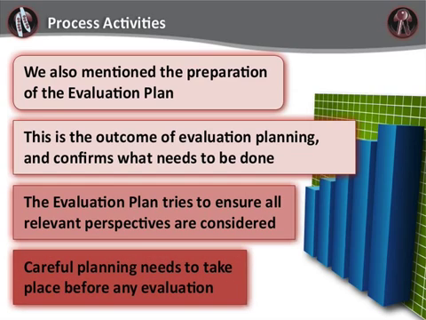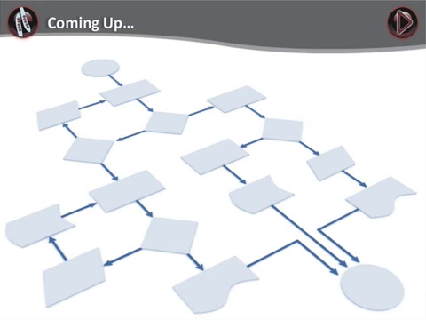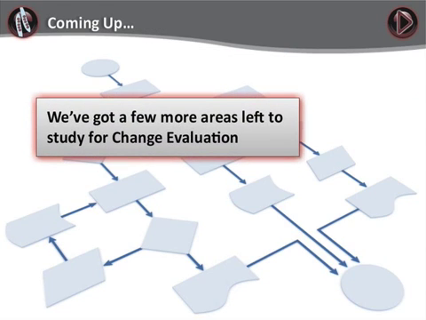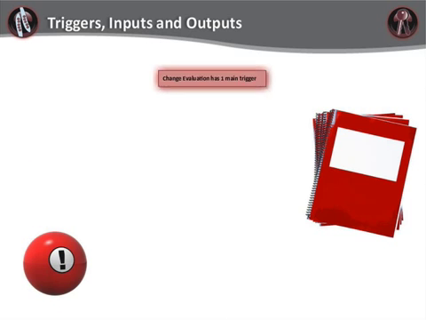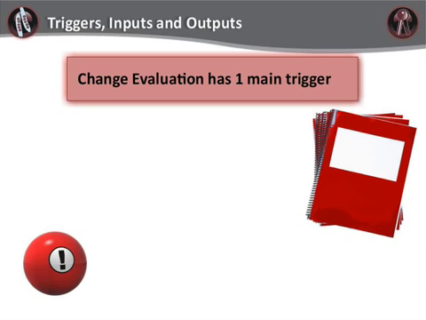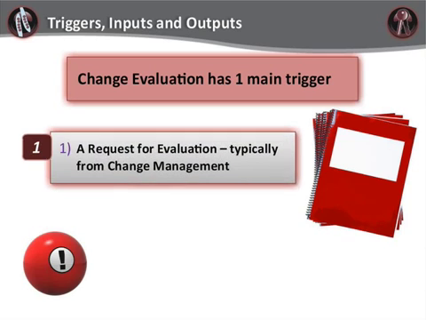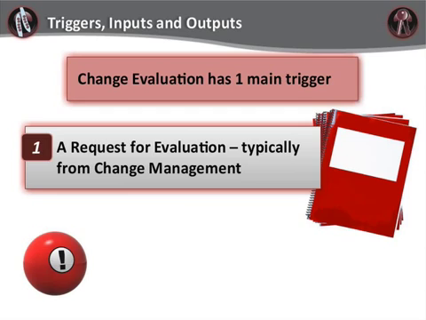Careful planning needs to take place before evaluation can begin. Okay, we've got a few more areas left to review for change evaluation. Next up, we're going to look at the process triggers, inputs, and outputs. There is one main trigger for the change evaluation process. This is a request for evaluation, which will come from change management.